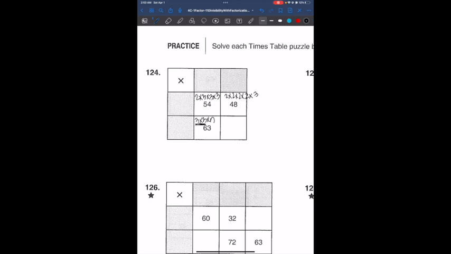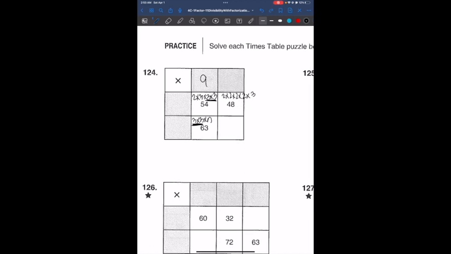Now we have a 3 times 3 repeated in this column. So this box must be 3 times 3, which is 9. And in this row we have 2 times 3 repeated. So 2 times 3, which is 6, must go in there. Just to confirm, 6 times 9 is 54. And so since 6 is 2 times 3, this box must be the remaining 2 times 2 times 2, which is 8. And 8 times 6 is 48.